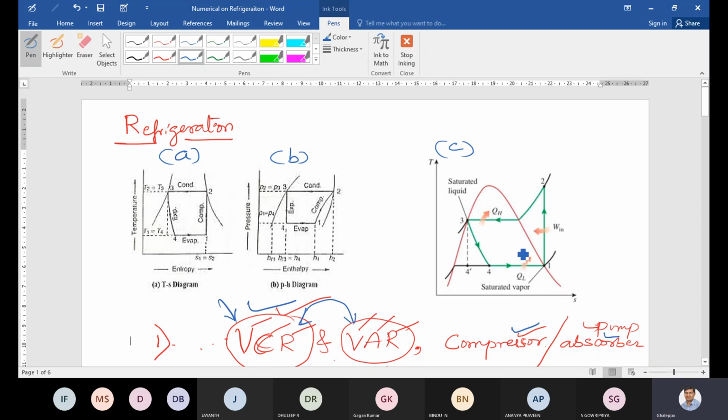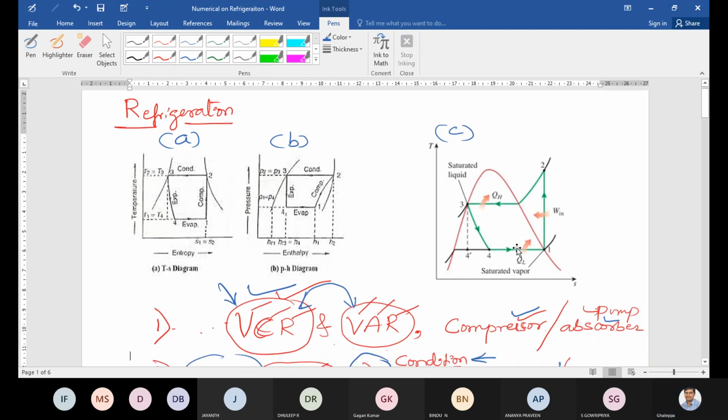Third diagram is TS diagram. In the TS diagram, as I told you, there will be 4 processes in the VCR. Remember, there are 4 processes. VCR working principle, for example, the device is a refrigerator, what is called a fridge, the refrigerator that we are using in our house.